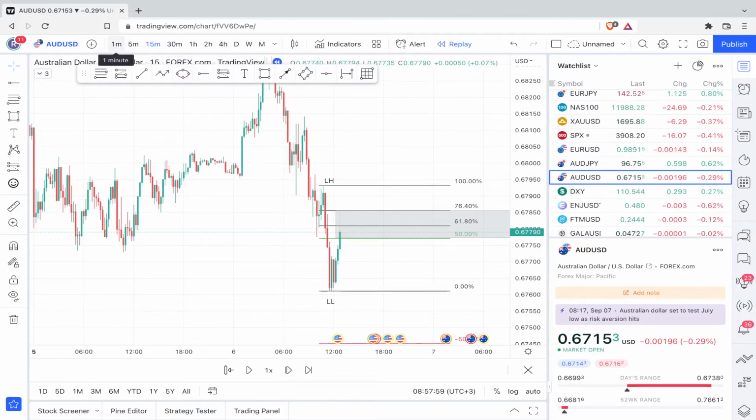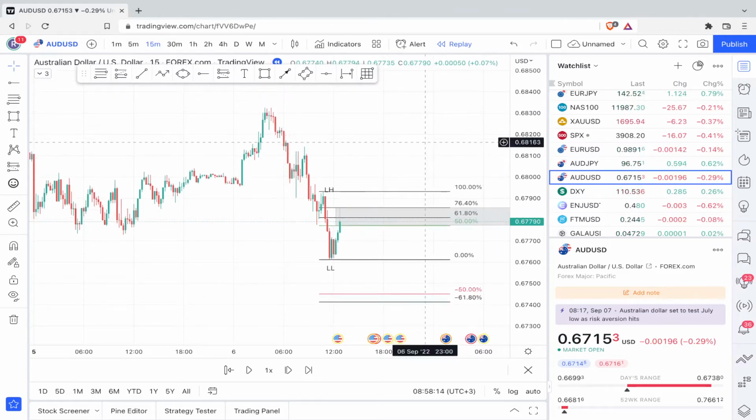Okay, so market structure is king. It's key to trading. So without it, you can't do anything. So please, firstly, learn how to read market structure. After you know that, determine the trend, if you're heading up or down.